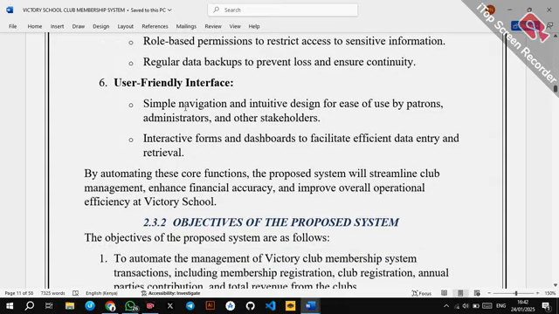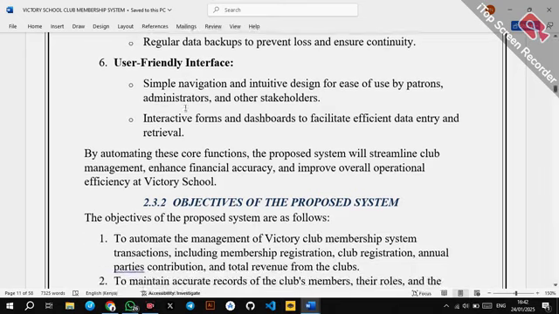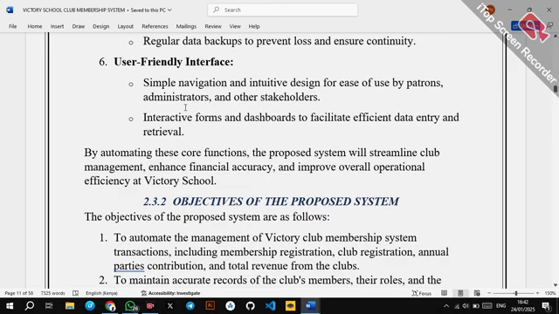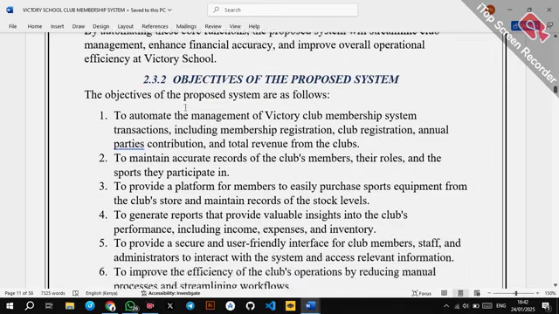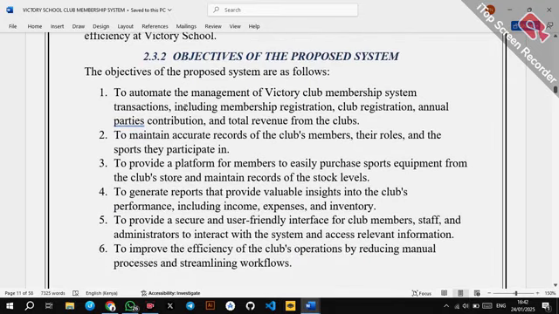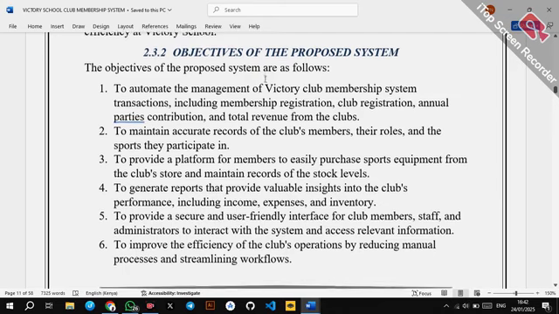User-friendly interface. Yes, we've designed input screens. When you go to our video of the forms, you realize that we have user-friendly interfaces. So we have designed and customized user-friendly interfaces through our database management system. So having said that, we go to the objectives of the proposed system. What will this proposed system solve, or what will it achieve? So the objectives of the proposed system are as follows.